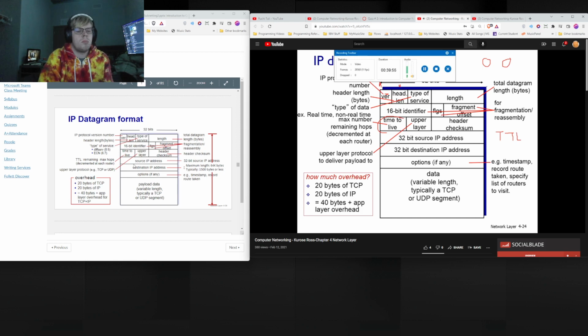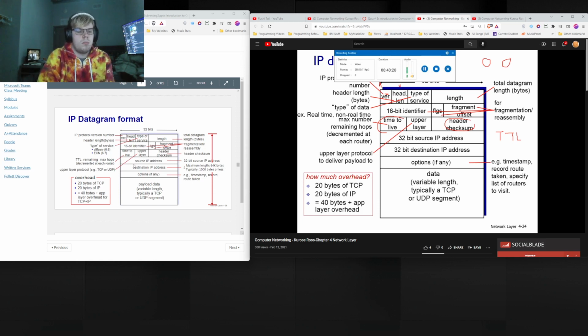Alright, so upper layer protocol. This field specifies what protocol is used by the upper layer. It can be either TCP or UDP. Next is the header checksum. Header checksum is used for detecting bit errors in the received IP datagrams. So this field is basically for error detection.